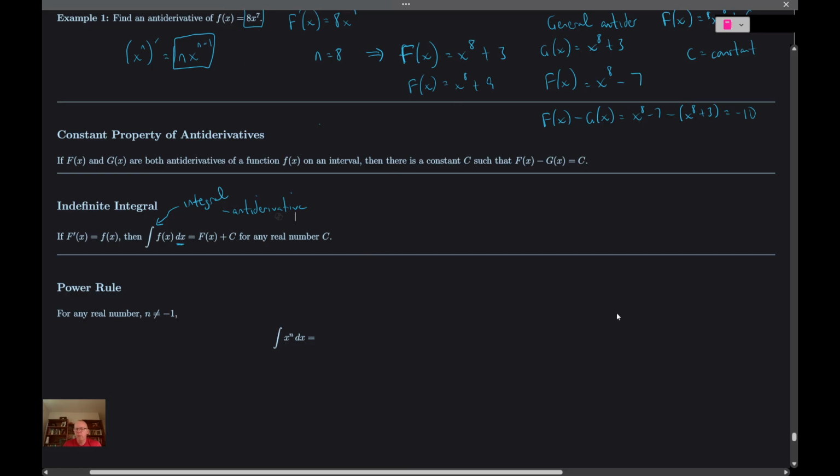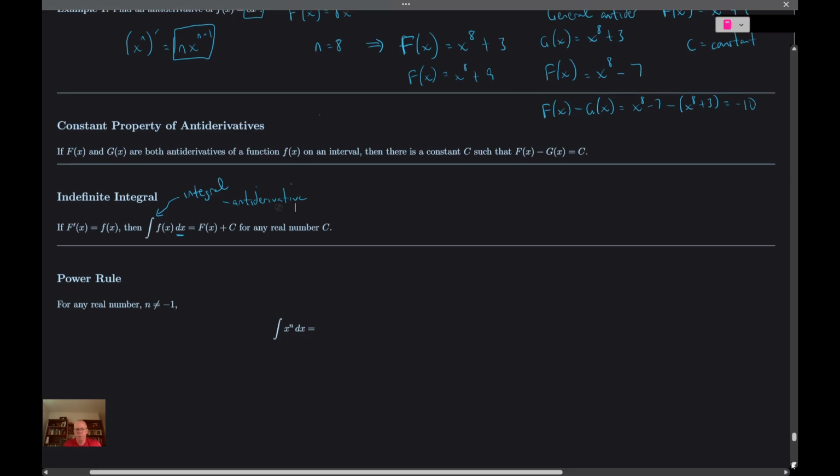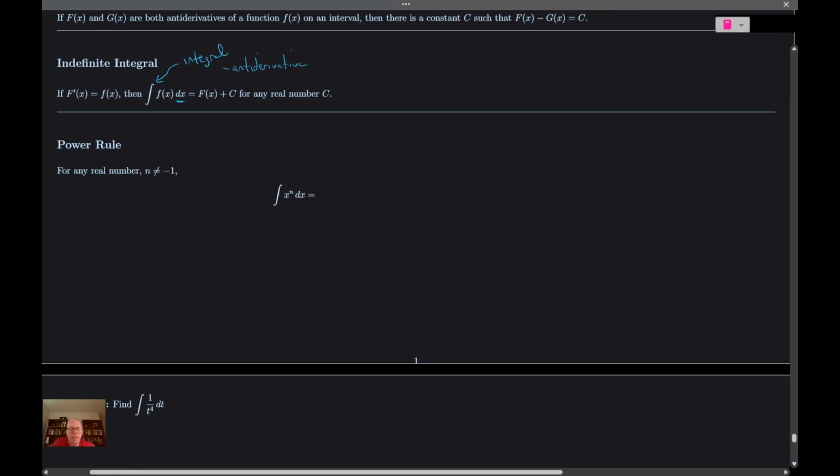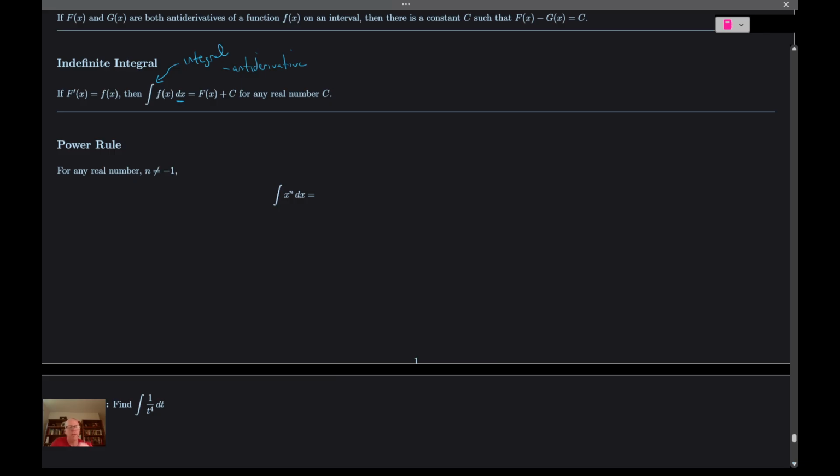Whenever you see that symbol, find the antiderivative of that function. So let's see some rules here. First we'll start off with the power rule. Of course, power rule is probably the most basic one, most fundamental. And so for any real number n not equal to negative 1, and we'll see why that is in a minute, the integral, or the antiderivative of x to the n dx.